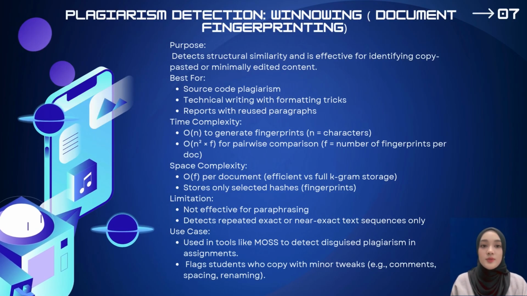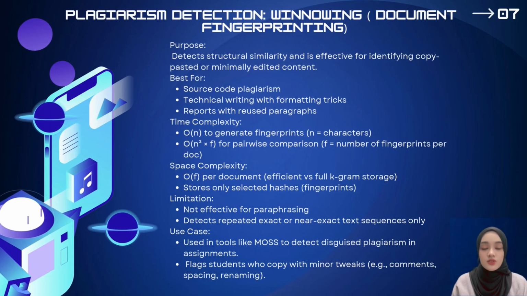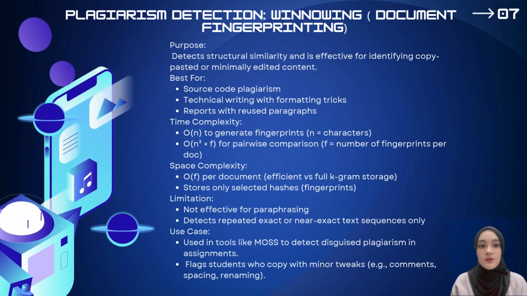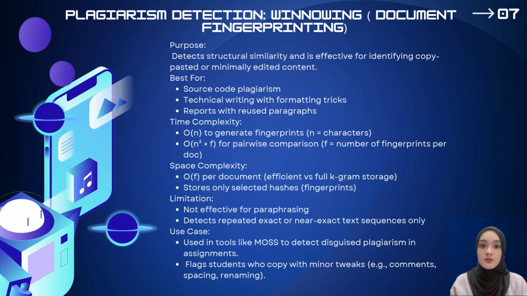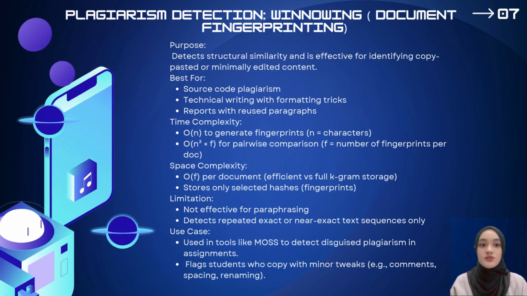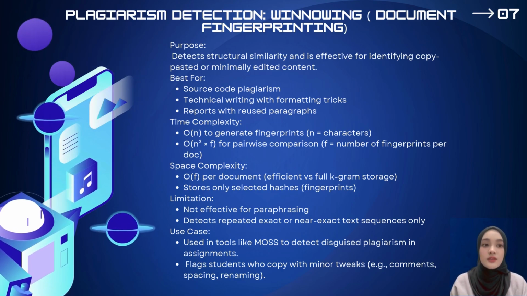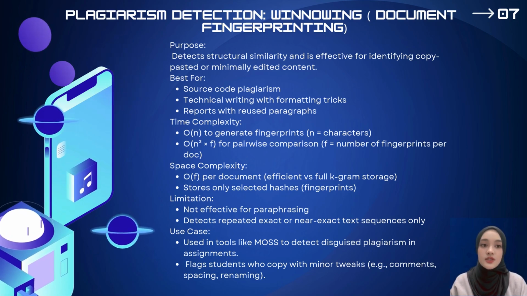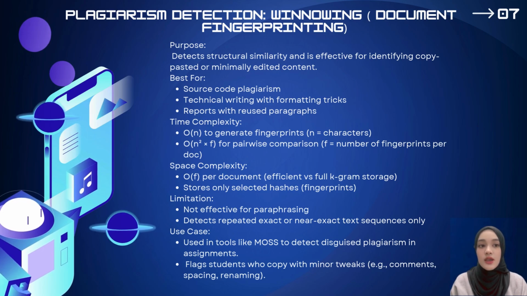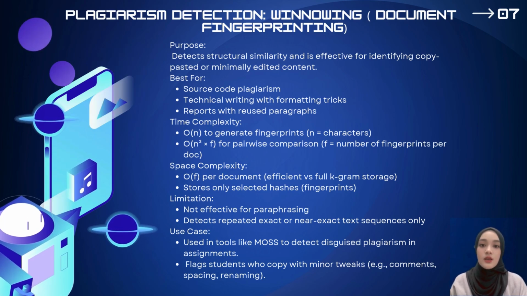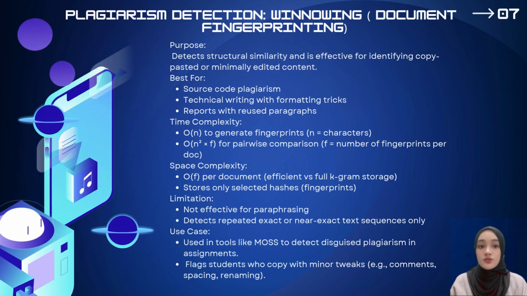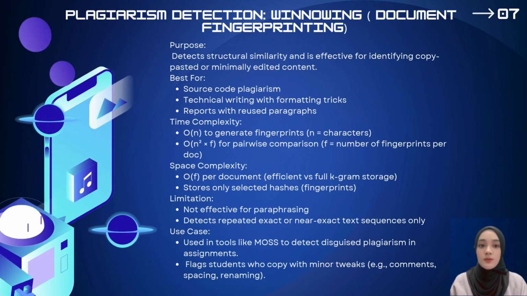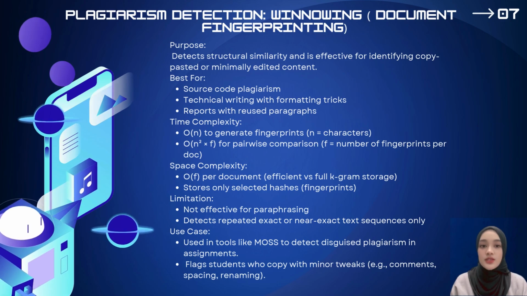Now, I will explain the winnowing algorithm, which is widely used in plagiarism detection, especially in programming assignments and technical reports. Its main purpose is to detect structural similarity, meaning it can catch content that has been copy-pasted or minimally edited, like changing spacing, punctuation, or adding a few extra words. Winnowing works best for source code, technical documents, or reports where someone tried to disguise plagiarism using formatting tricks.